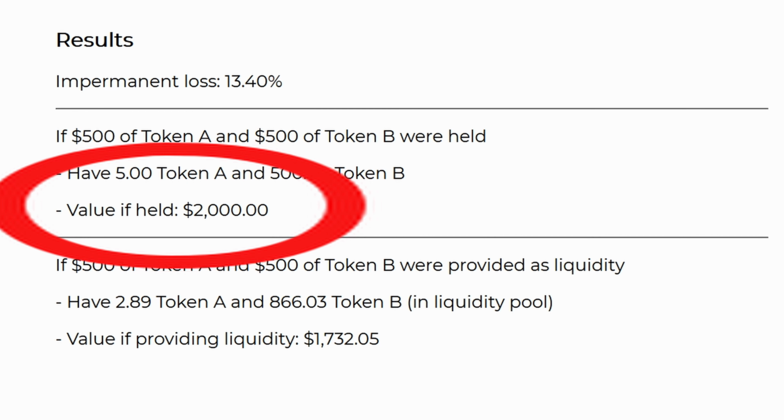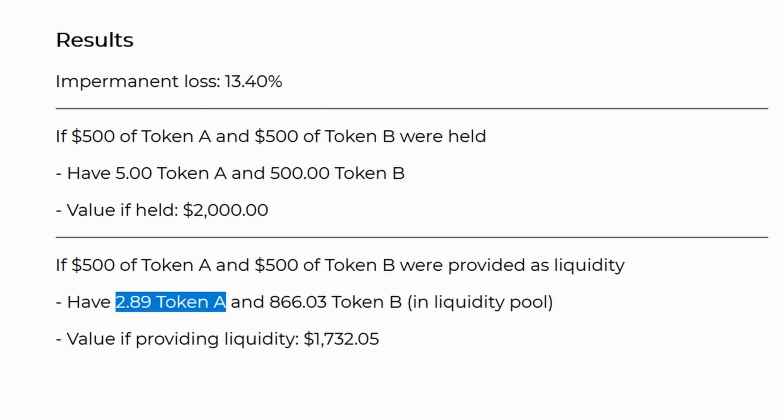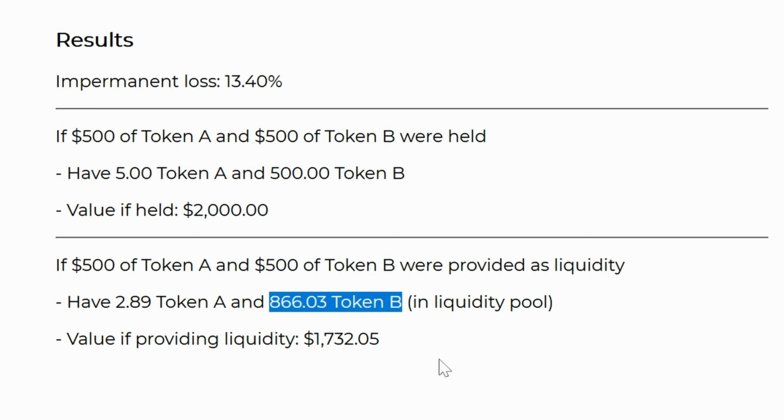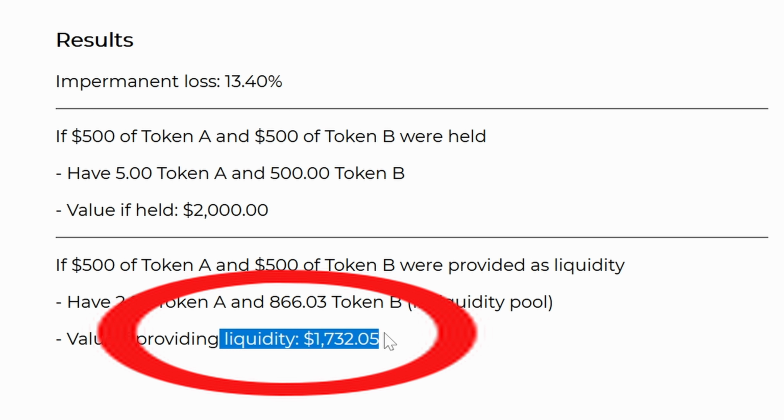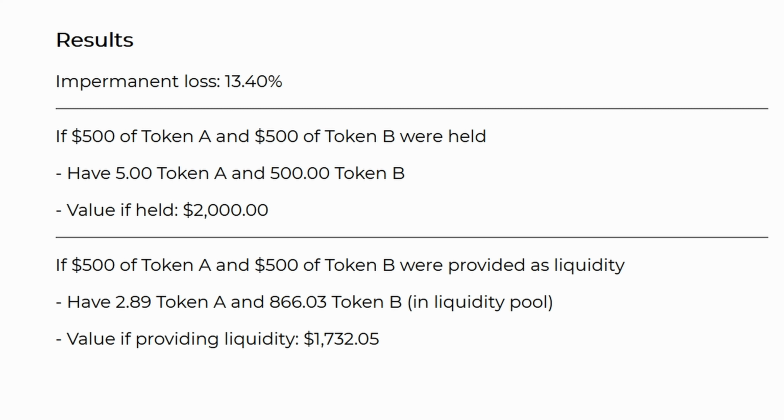If you provided liquidity to a pool, you would realize that some of your coins apparently went missing. Instead of the original 5 Ether, you would only have 2.89 coins left. Your stablecoin balance would increase a bit, but not enough to end up at the same wealth compared to just holding. The 2.89 Ether and the 866.03 DAI would just be worth $1,732.05. Your impermanent loss would be 13.4%.